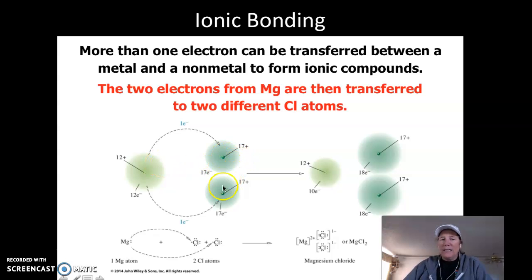So what it does is, here's chlorine over here. Chlorine's looking for 1. Okay. So I'm going to give 1 to you, and I'm going to give 1 to you. All right. So I need 2 chlorine for every 1 magnesium.